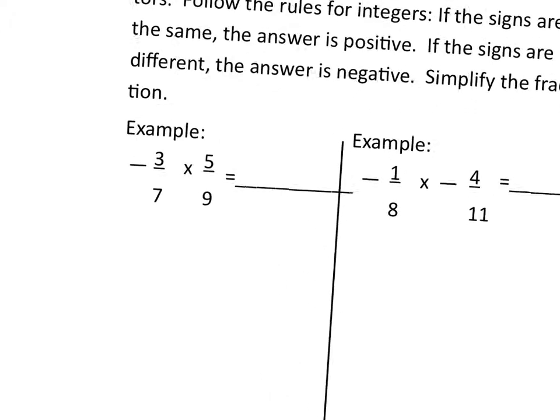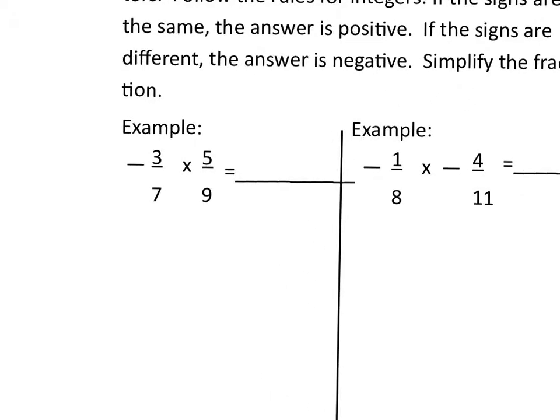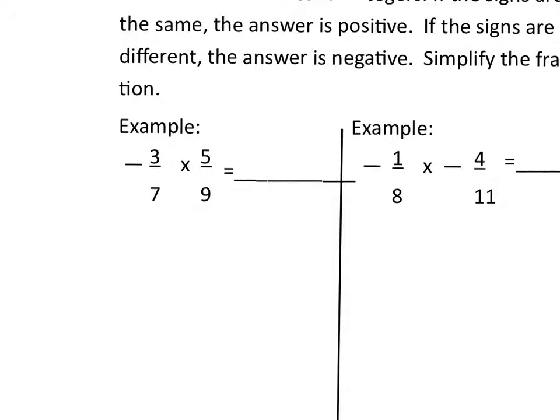Taking a look at this first example, negative 3/7 times 5/9. Don't worry about the negative sign yet. What we are essentially saying is 3 times 5 over 7 times 9. 3 times 5 is 15, 7 times 9 is 63. Now we know we're going to have to simplify.